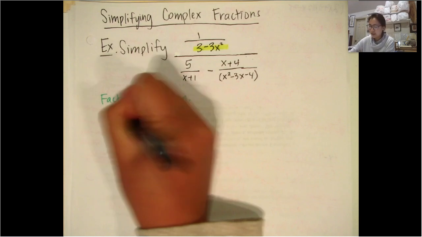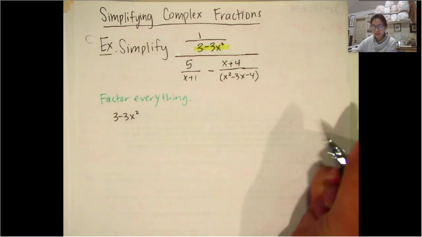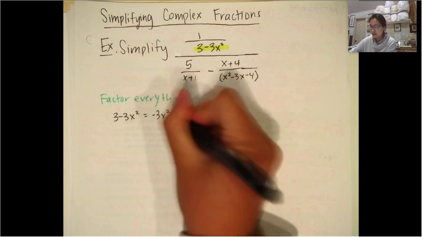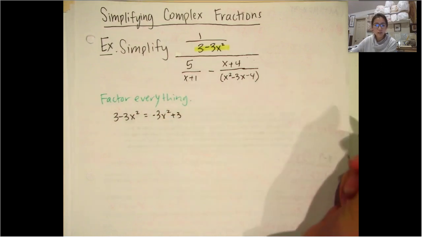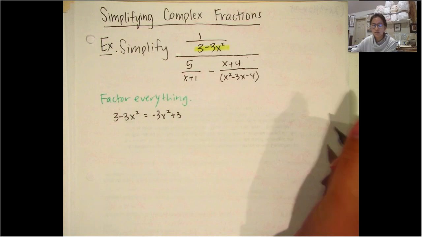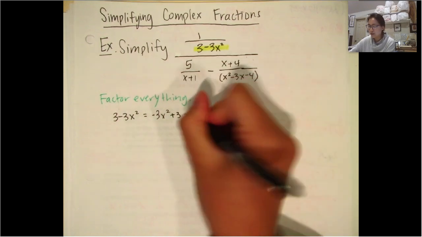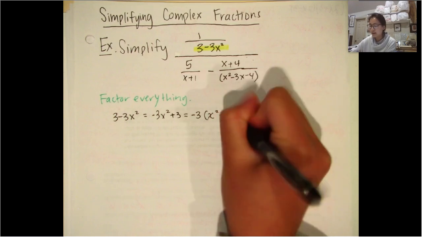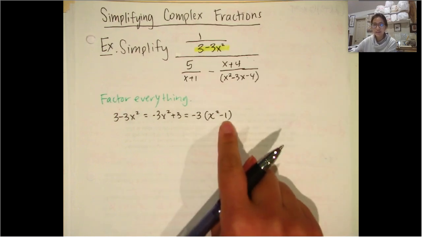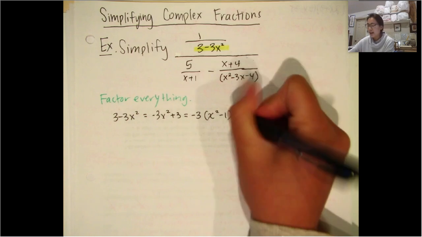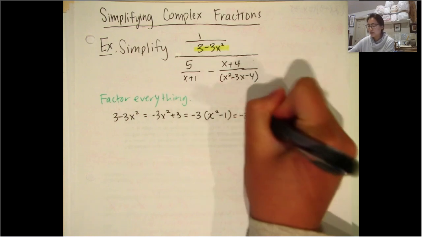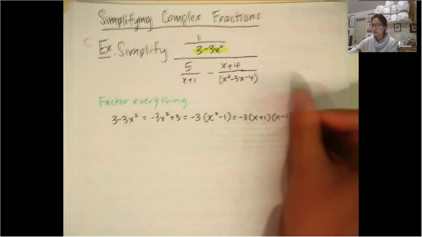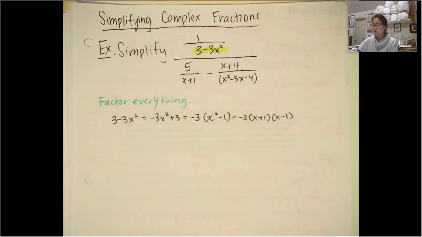So 3 minus 3x squared, you'll recognize that as, if you switch them around, negative 3x squared plus 3. So we'll go ahead and factor out a greatest common factor there, which is going to be a negative 3. And then you have x squared minus 1, and you'll recognize that to be a difference of squares, and so this factors to negative 3 times x plus 1 times x minus 1. Okay, so that's that factored.